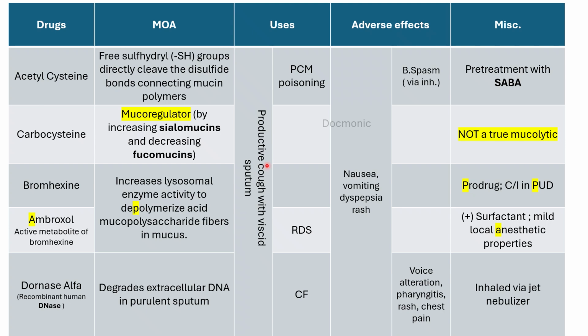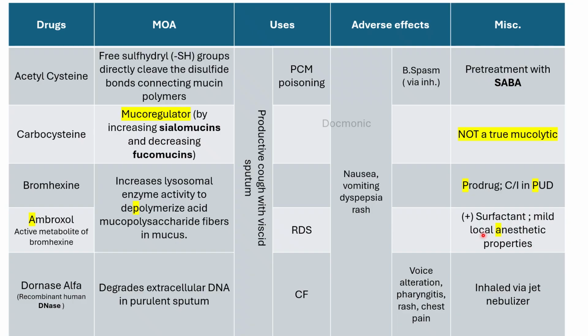And coming to the uses of all these drugs, it's mainly used in productive cough. Apart from productive cough, we have acetylcysteine for paracetamol poisoning and ambroxol for RDS. What's RDS? Respiratory distress syndrome in the neonates. Why it's used in RDS is because it can stimulate surfactant production. So it can be used in mothers when they are expecting a preterm labor. Ambroxol also has a mild local anesthetic property, which is used in lozenges.